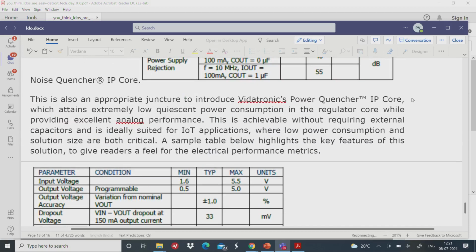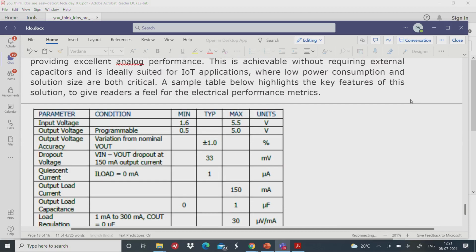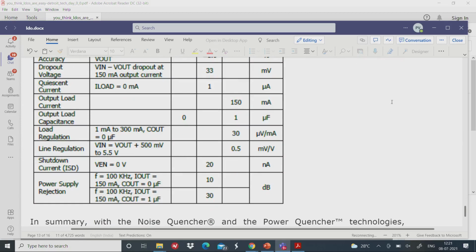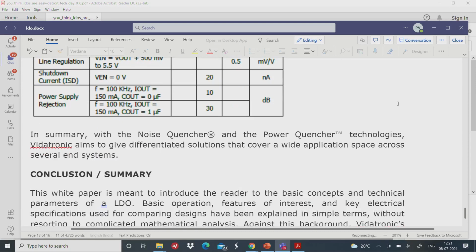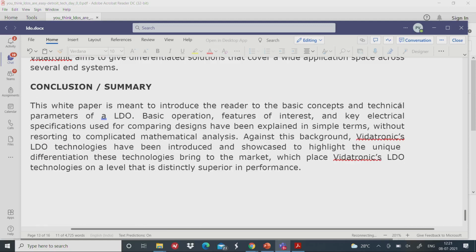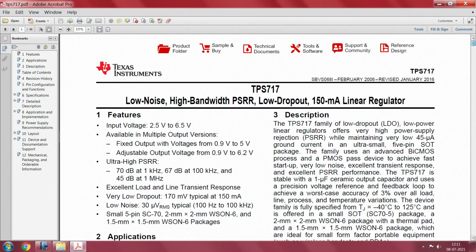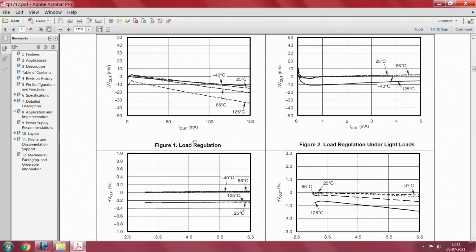Okay folks, so then you have other parameters which you may want to effectively use for your design parts. Let me now point you to this data sheet, load regulation under light loads. When you say light loads, you are talking of 0 to 5 milliamperes. Here you can see this is 0 to 150 milliampere.